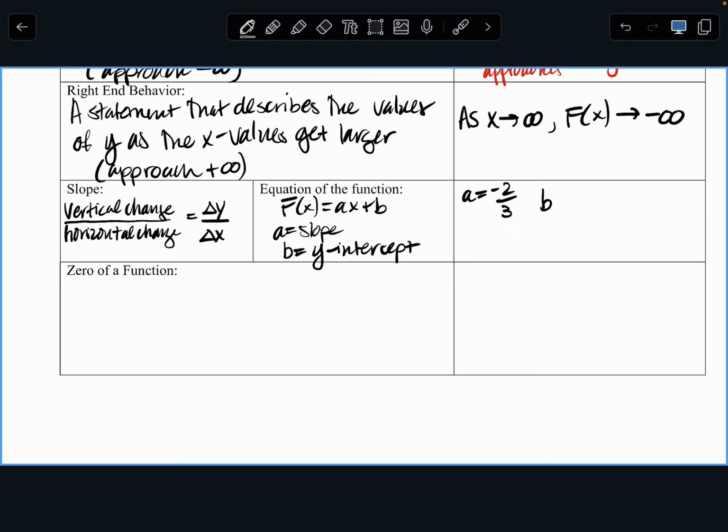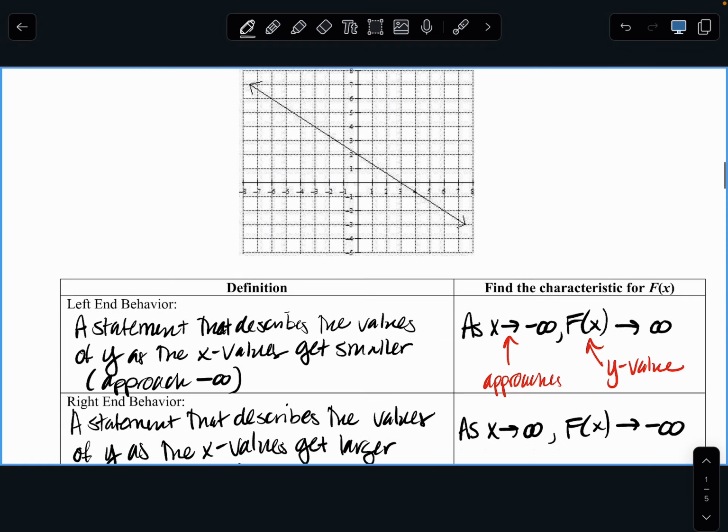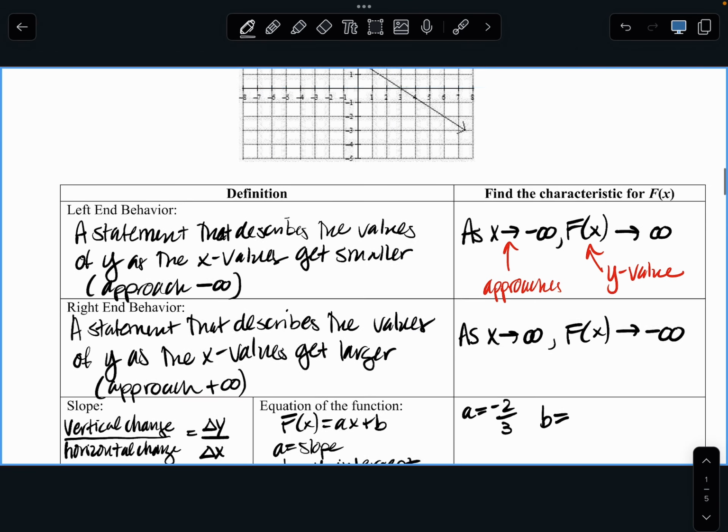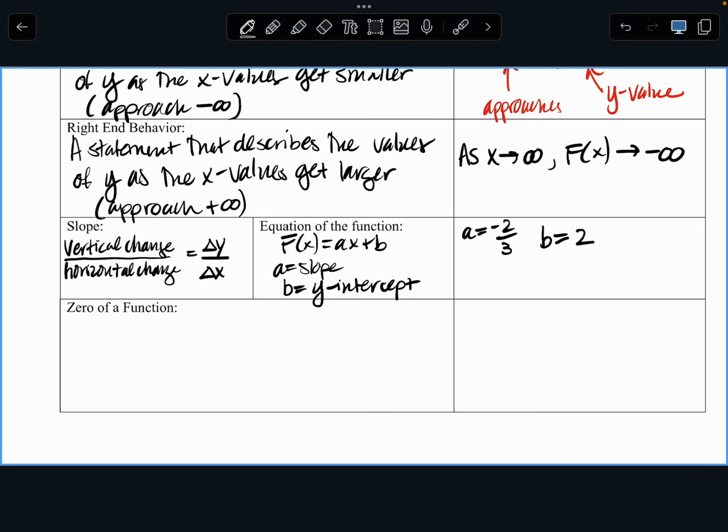And then where does this cross the y-axis? B is going to be 2. Crosses the y-axis at 2. So my equation is going to be f of x equals negative 2/3 x plus 2.